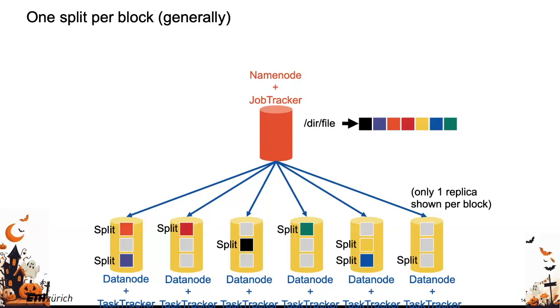A split corresponds to 1 map task, as we will see, right? It's one unit of execution of MapReduce. So it's called a split, but more or less, 1 split corresponds to 1 HDFS block, right? So we process 128 megabytes at a time. All right.